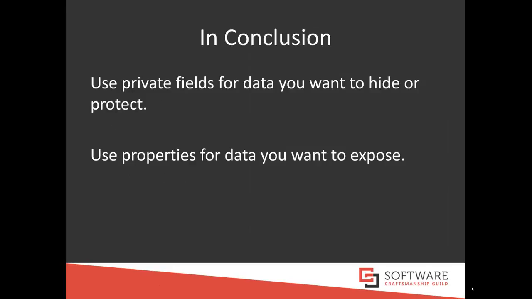So in conclusion, use private fields for data you want to hide or protect. Use properties for data you want to expose. And if a property depends on other values or is a calculated field, then don't use a set accessor on the property. In our code samples coming up, I'm going to start using properties and fields quite a bit, so you're going to have some time to get comfortable with this.